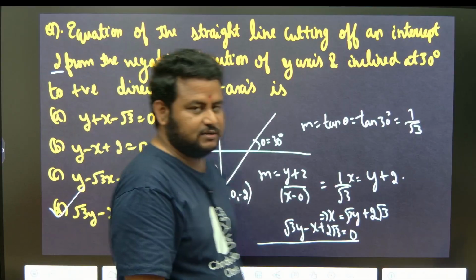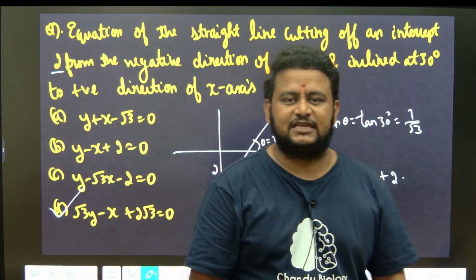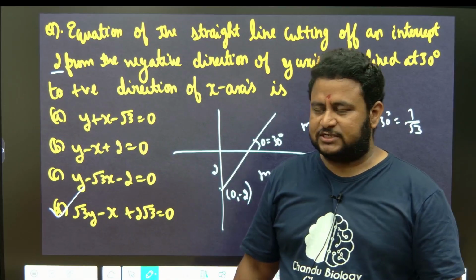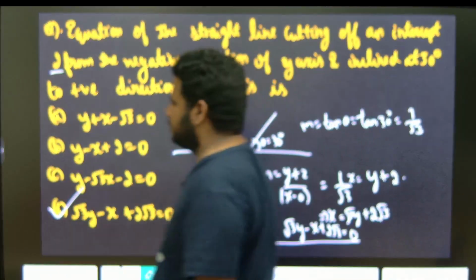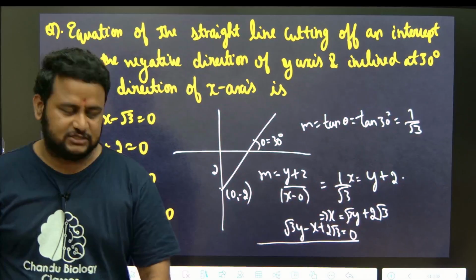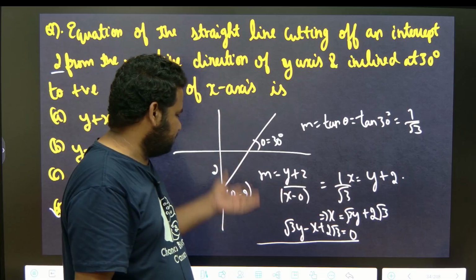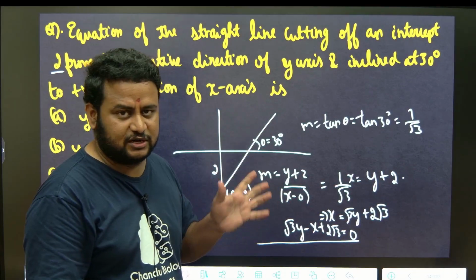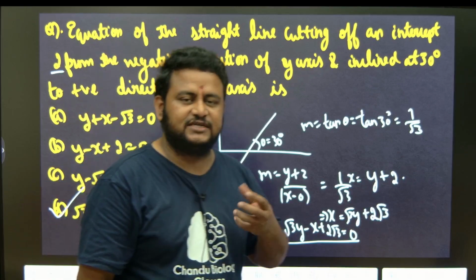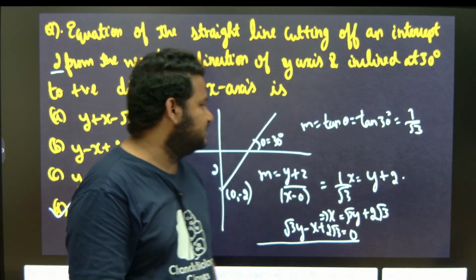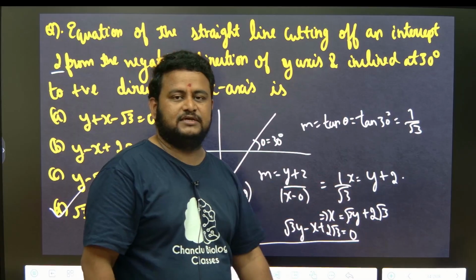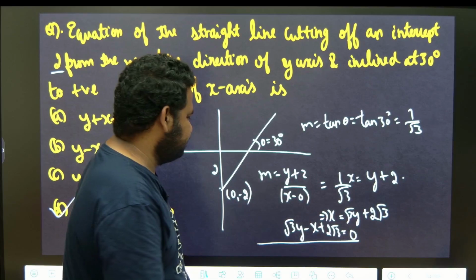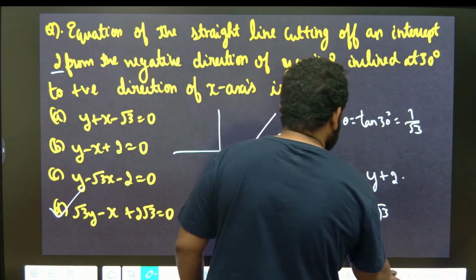Very simple question. Nothing much is required here. Is it clear? I hope this question is clear to you. So directly put m is equal to y2 minus y1 by x2 minus x1. You can take either point as y2 minus y1 and x2 minus x1, and put the value of m is equal to tan theta. Theta is nothing but the angle of inclination with the positive direction of x axis. Theta is equal to 30 degrees, so tan 30 is 1 by root 3. Is it clear? Fine. Let's move to the next question.